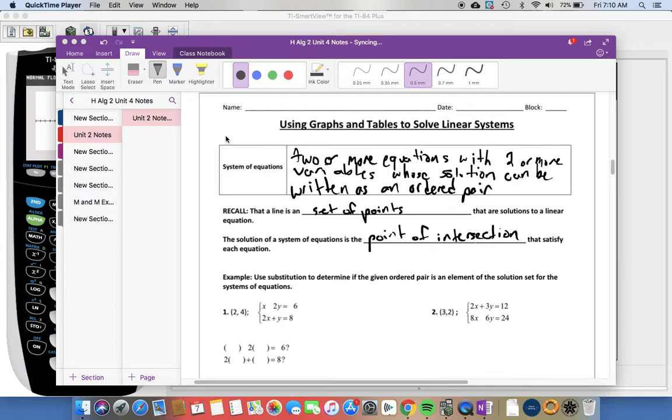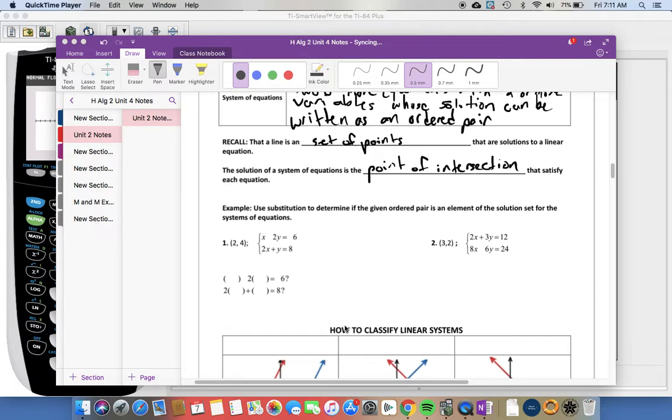So just as a reminder, hopefully from Algebra 1 you remember this. If not, here's where we'll go over it. But a line is a set of points that are solutions to a linear equation. In other words, every single point on a line, if you were to put it in, would make your equation true. That's different when you look at a system. So the solution of a system of equations is a point of intersection that satisfies each equation. In other words, it's that one point that works for both.